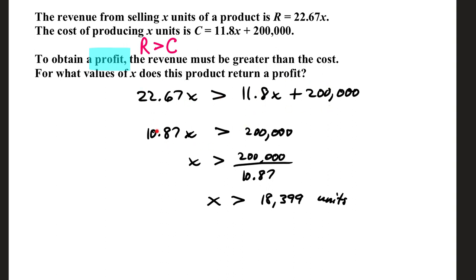Subtract 11.8 from both sides. You will get 10.87x. That's still got to be greater than 200,000. Divide both sides by 10.87, and as long as we are producing more than 18,399 units, we will obtain a profit based on the equations given.